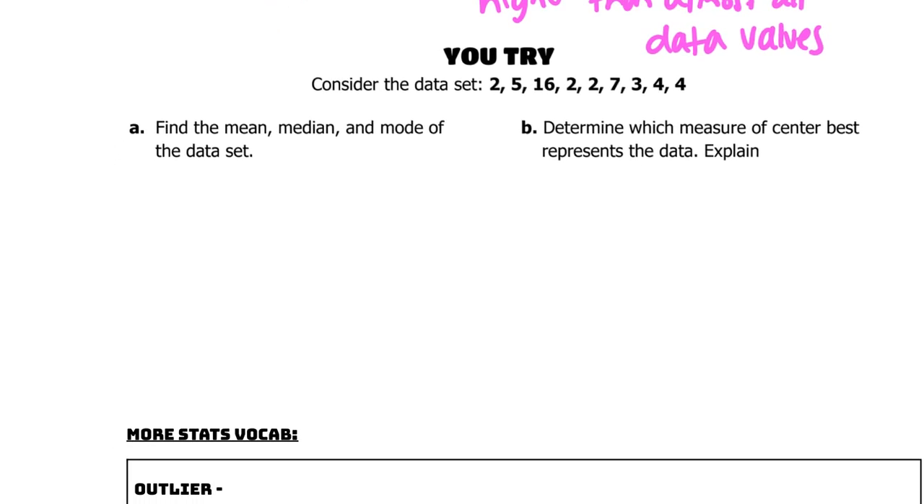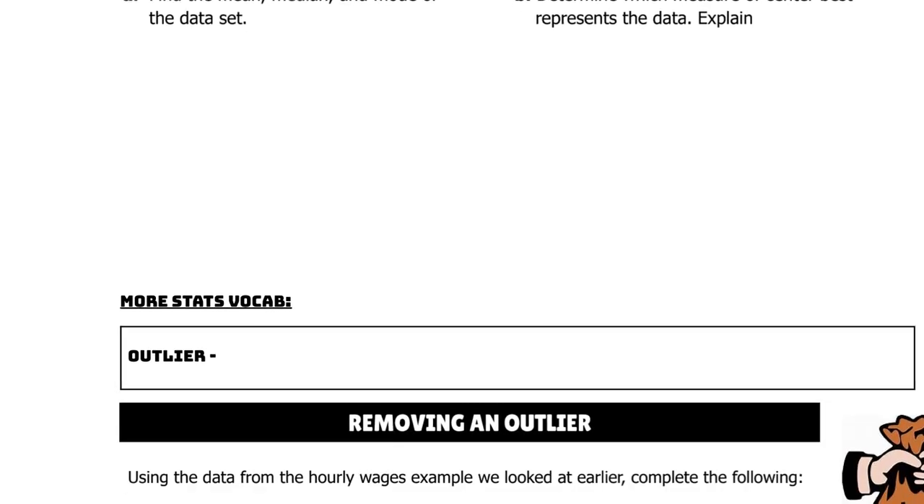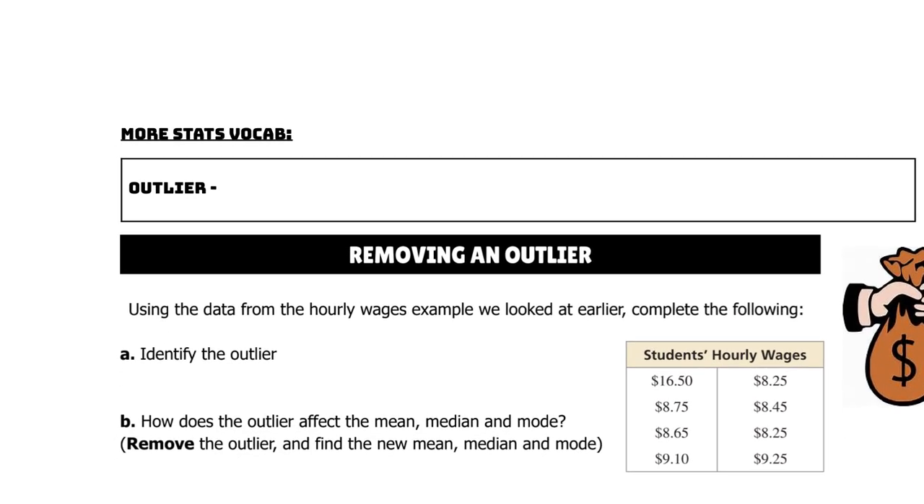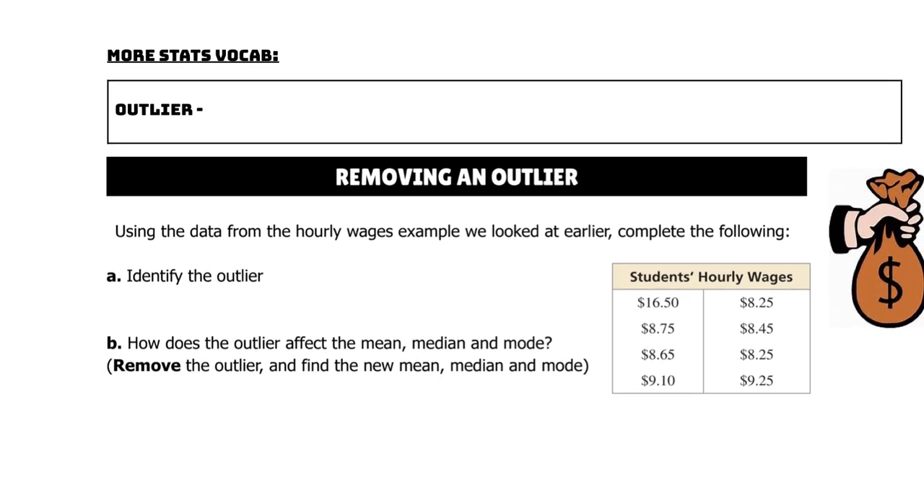There's a You Try. I'm going to skip that for now because it's the same thing we just did. So, more stats vocab. I actually ended up just talking about this, but an outlier is a number that's really small or really large compared to the other data values.